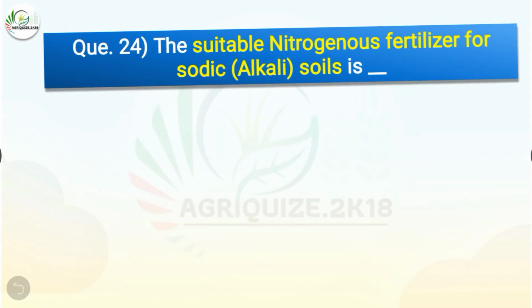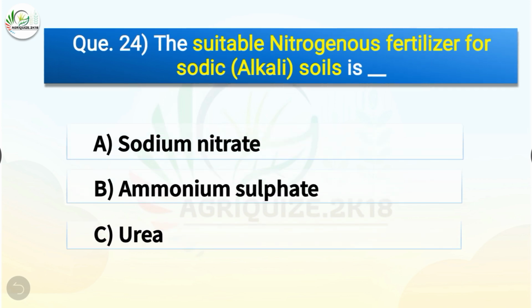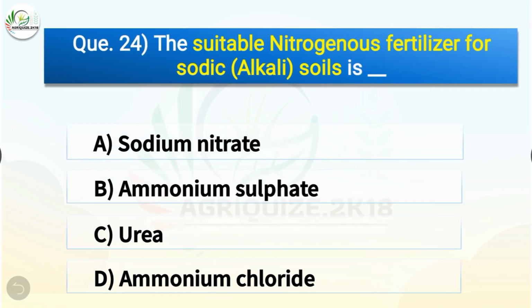Question number 24. The suitable nitrogenous fertilizer for sodic alkali soils is dash. The options are sodium nitrate, ammonium sulfate, urea, or ammonium chloride. The correct answer is option B, ammonium sulfate. So the suitable nitrogenous fertilizer for sodic or alkali soils is ammonium sulfate.